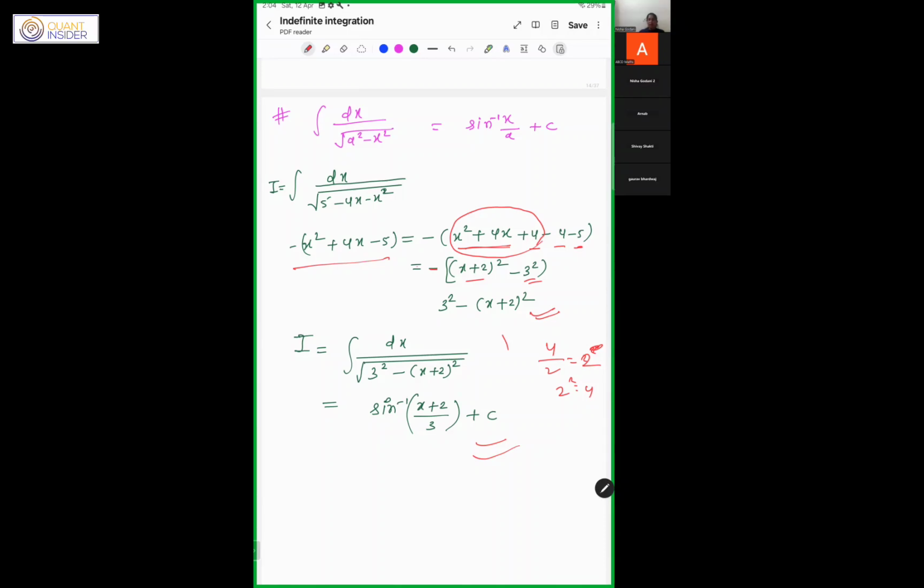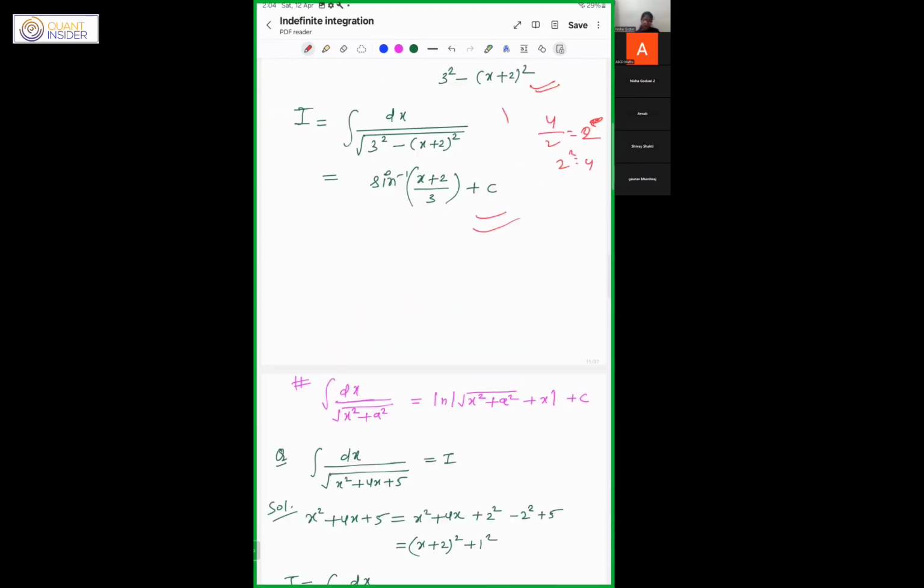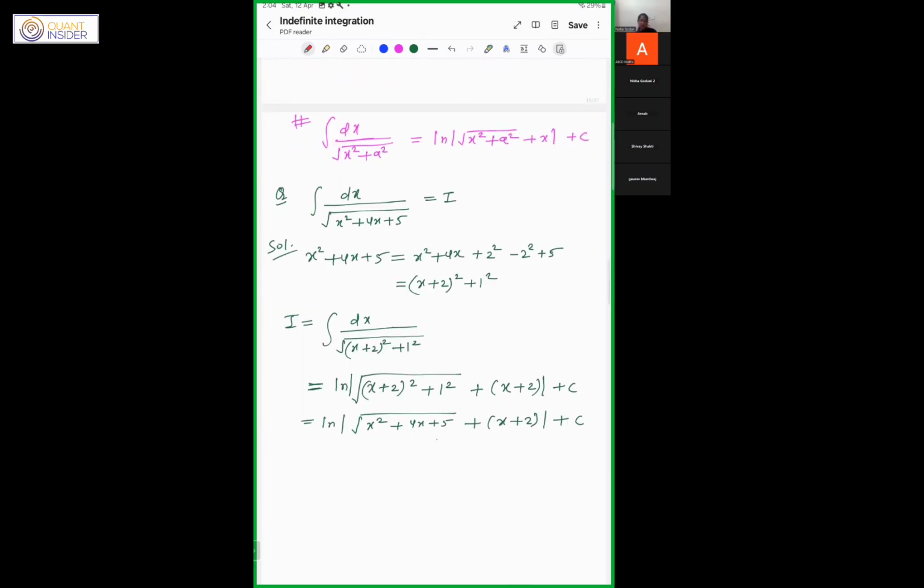Okay, so sin inverse x upon a, so in place of x you have x plus 2, and in place of a you have 3. So this is sin inverse of (x plus 2) upon 3 plus c. Similarly, you can understand this next one.